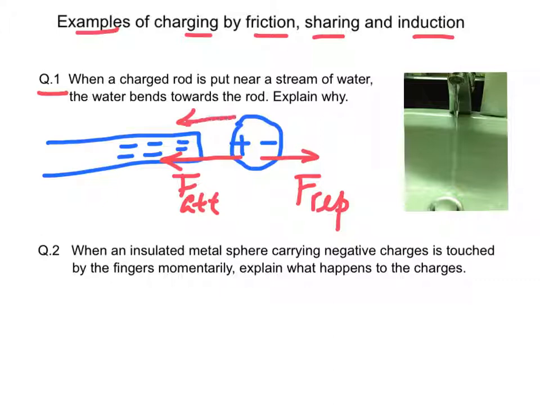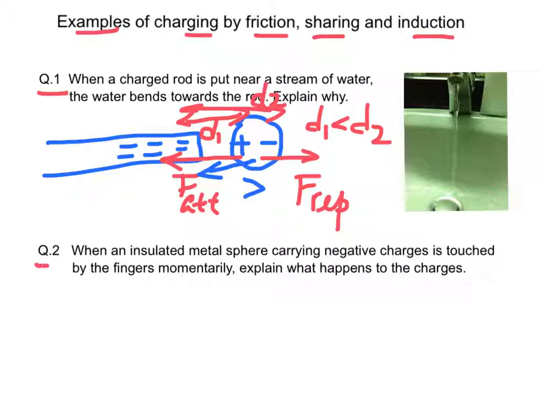Since the distance between opposite sides of charge is smaller than that between the same side of charge, that is, D1 smaller than D2, therefore, attractive force on the water molecule is larger than the repulsive force. Hence, the water molecules will move towards the charged rock.